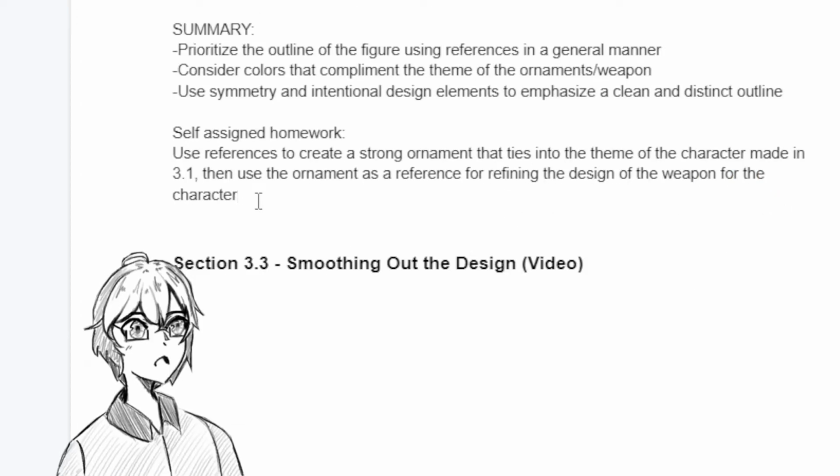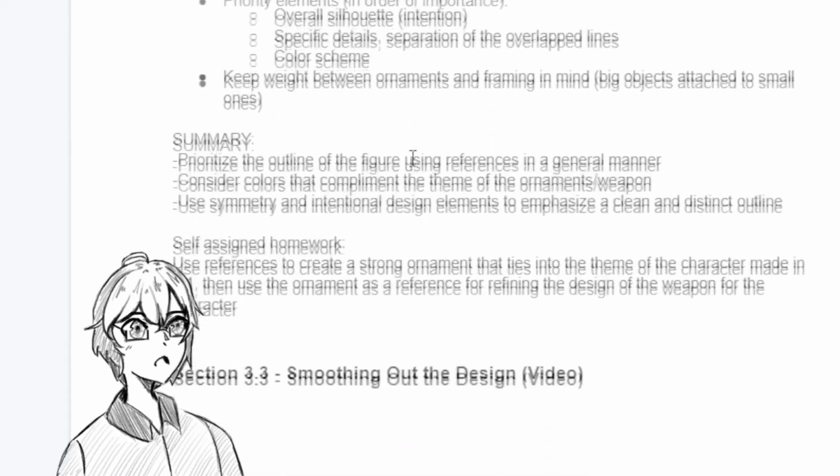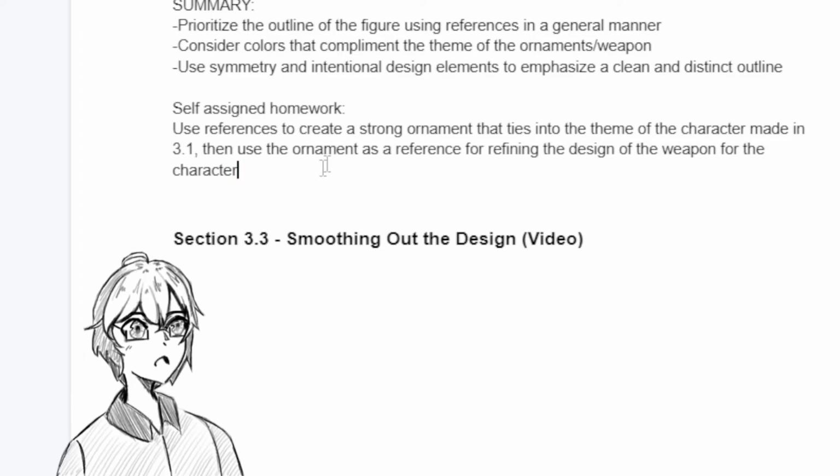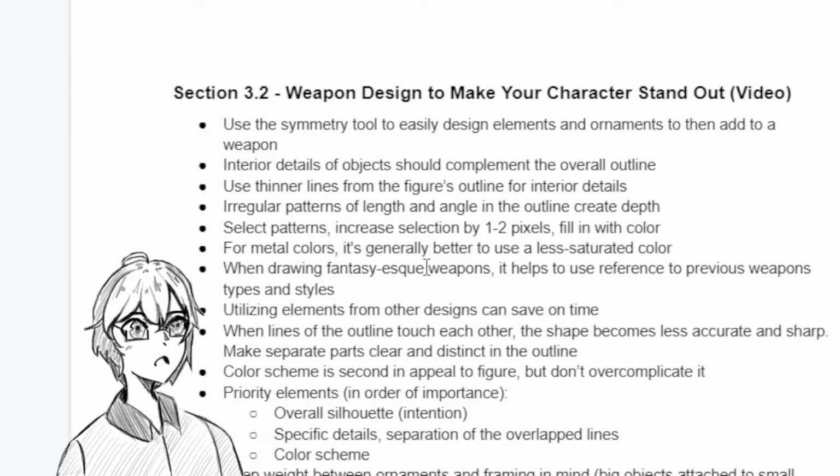And then the self-assigned homework, which is not only what OKKU did in the lecture, but she directly states would be beneficial to do after you've designed the concept art of your character, is to use references to create a strong ornament that ties into the theme of the character made in 3.1, and then use the ornament as a reference for refining the design of the weapon for the character. Remember, by designing that ornament first, it helps develop a central theme for the weapon to tie back to, which is also associated with the character in color scheme and in central ideas. So that was section 3.2.